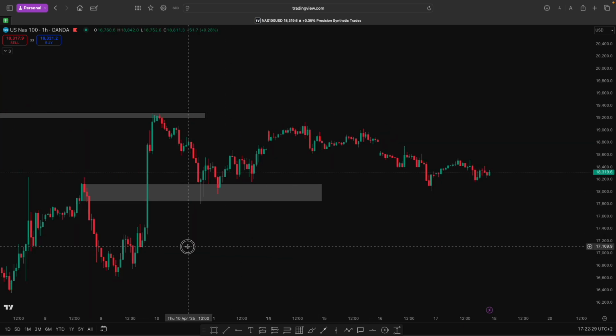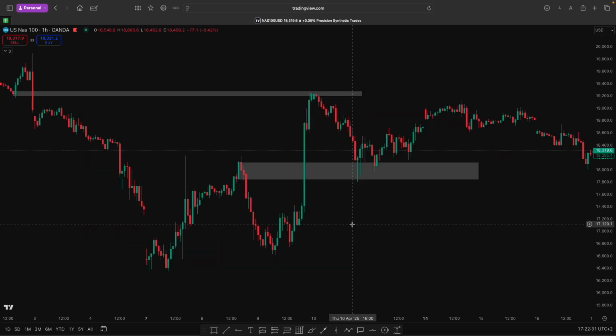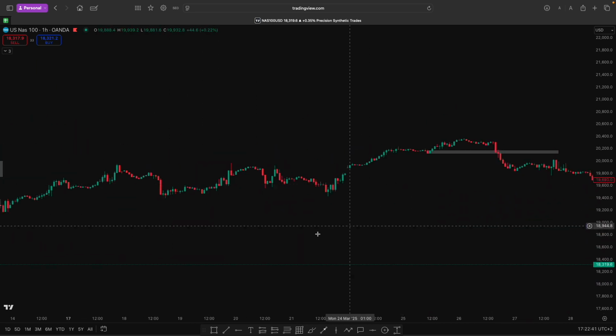Now, it can be difficult seeing these breaker blocks when you do them for the first time. It's going to take time for your eyes to get used to it and identify them on the charts.